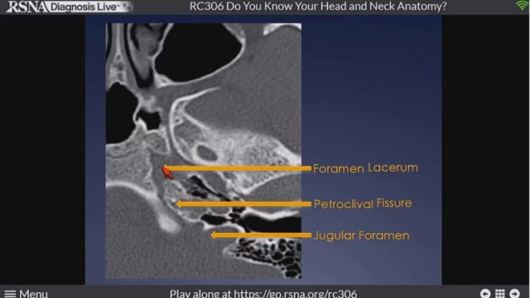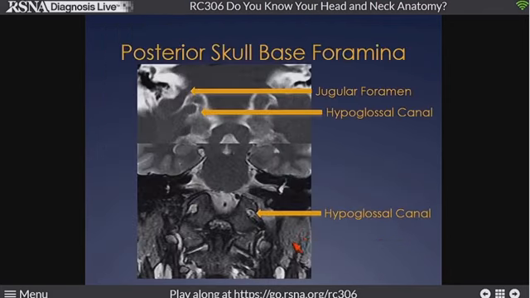So again, thinking about that distinction from foramen lacerum back to the petroclival fissure to jugular foramen, I can always find foramen lacerum and the petroclival fissure. I know the jugular foramen will be posterior and lateral, and I can see the larger pars vascularis component and the smaller pars nervosa component.